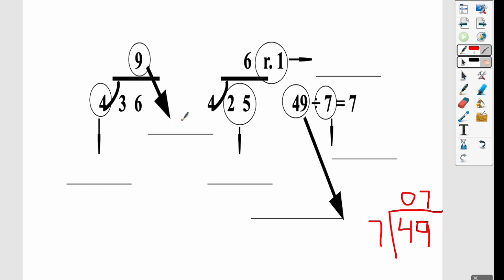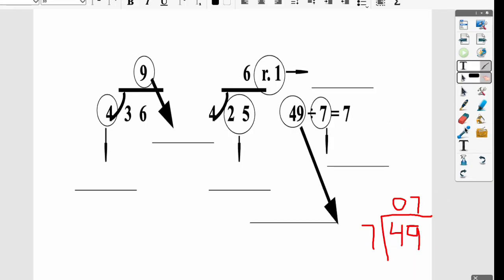But I have these lines here because I really want to make sure that we understand what the vocabulary words are. So here, this number 4, this is called our divisor. Okay? Again, your divisor is the number that is doing the cutting. This number 9 here on the top, this is going to be your quotient. Quotient, okay?